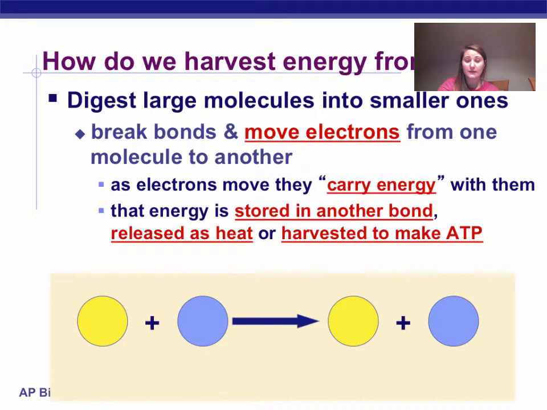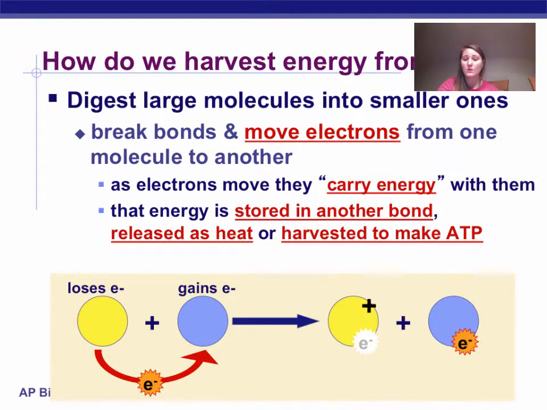In the following example, you have the reactants on the left and the products on the right. When an electron is transferred from the yellow to the blue, the yellow loses an electron while the blue gains an electron. On the product side, the yellow now has a positive charge while the blue, which gains an electron, has an overall negative charge. This is known as being oxidized or reduced, depending on if you've gained or lost an electron. Together, an oxidation-reduction reaction is known as a redox reaction.